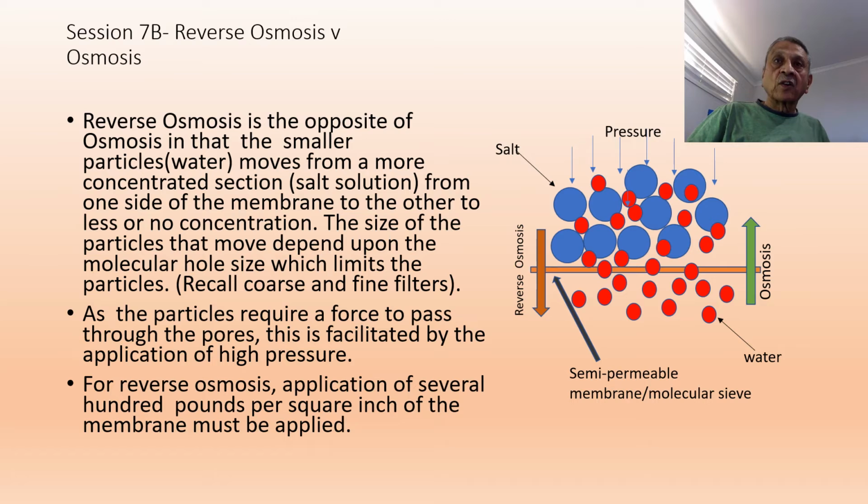You can recall the coarse and fine filters I did mention in the previous slide. As the particles require force to pass through the pores, it is facilitated by the application of high pressure. In the case of reverse osmosis, several hundred pounds per square inch must be applied to the membrane.